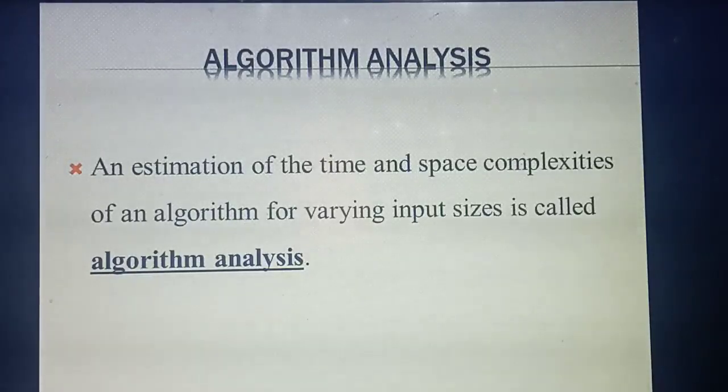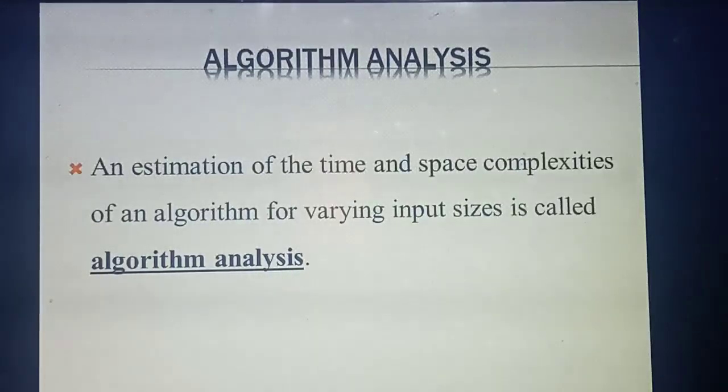So estimation means what? Theoretically you are assuming some value, that this practical or experiment needs to come like this, or within this value it needs to come. That is the estimation. In computer science, while you are running the program, the factors are time, how much time it will take to execute, and how much space it requires for executing. So it is based on the time and space of an algorithm for varying input sizes.